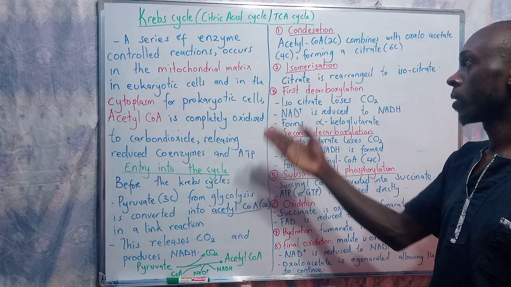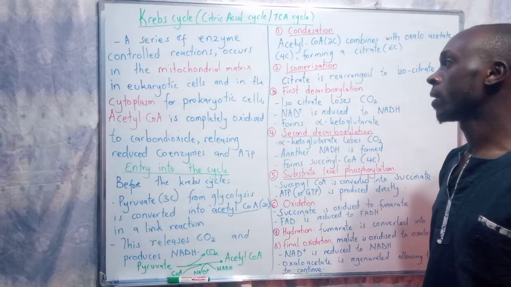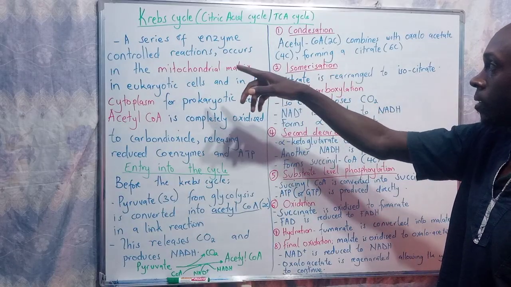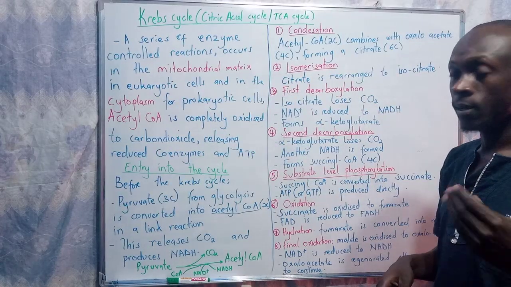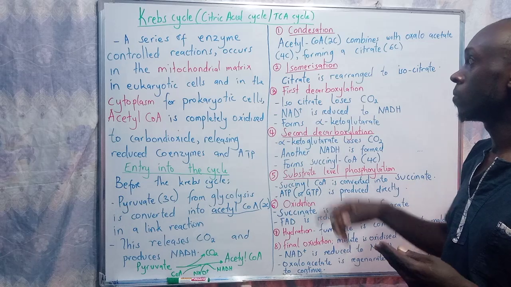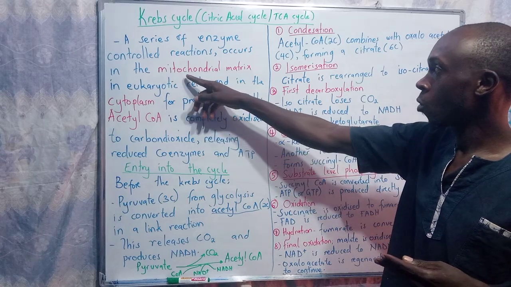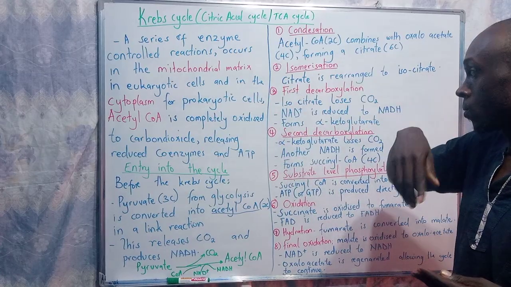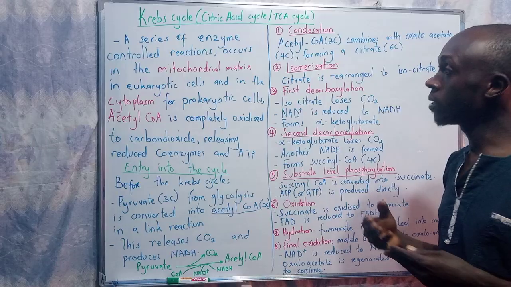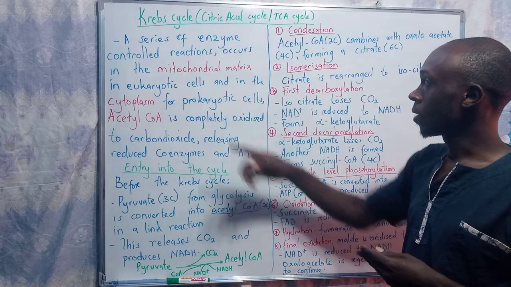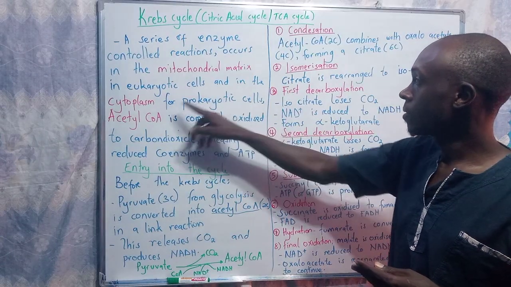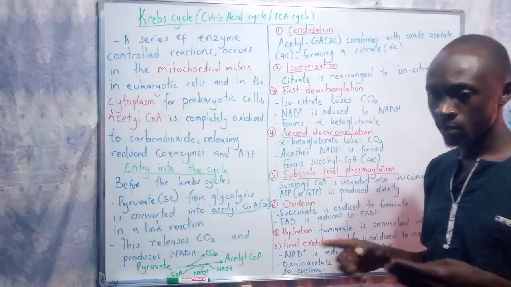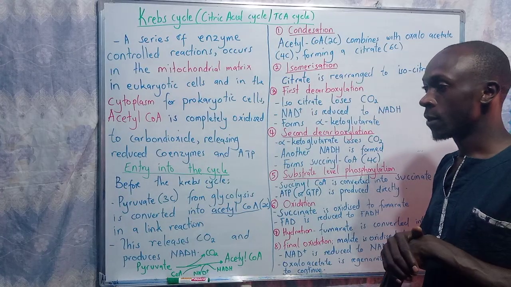So first of all, we can see that by definition, the Krebs cycle is the series of enzyme-controlled reactions which occurs in the mitochondrial matrix. So the site for the occurrence of the Krebs cycle is the mitochondrial matrix. Of course, the mitochondria is only going to be found in eukaryotic cells. Eukaryotic cells have membrane-bound organelles. Remember prokaryotic cells, they don't have a mitochondria, they don't have a nucleus.